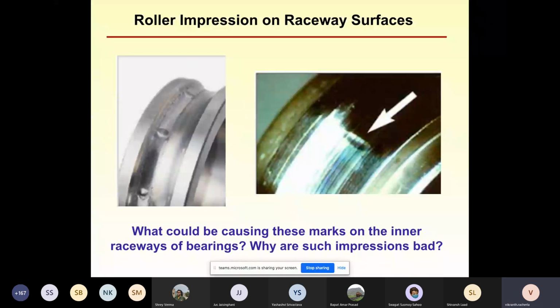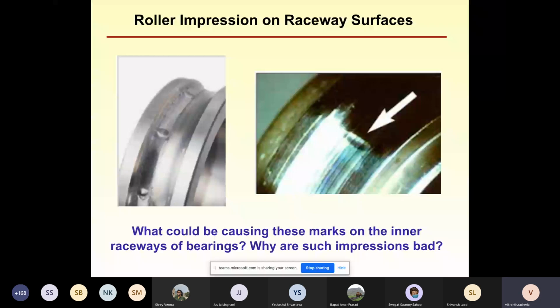Can you name one application where the inner raceway is fixed and the outer raceway is rotating? Let me start with the easy one. A BLDC motor, in that the outer part of the bearing is rotating and the inside one is fixed. Not always. BLDC hub motor. Yes, sir, in a hub motor, the outer is rotating and inner is fixed.